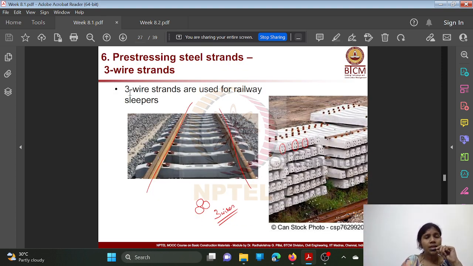These three wide strands are used for railway sleepers. That's what I told you earlier. See, these are the pre-stressed steel strands with three numbered wires. Okay.